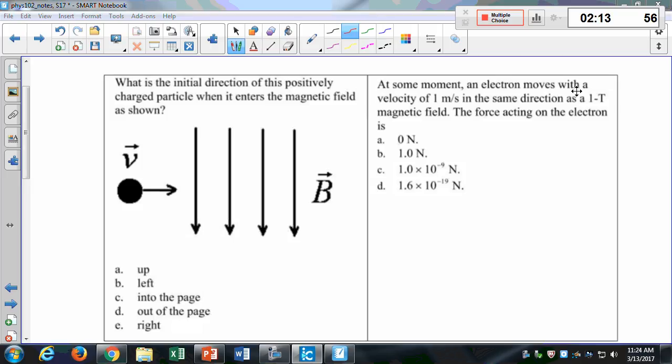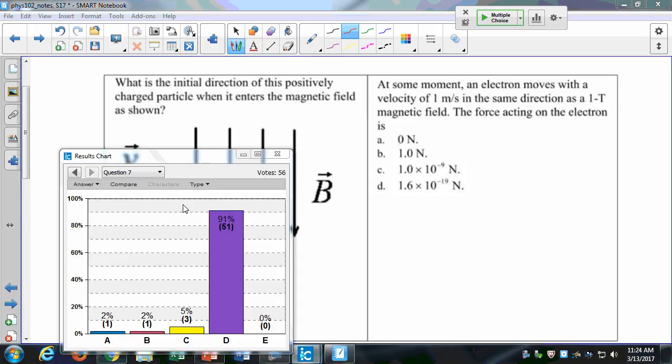Let's see. We'll stop at 218. I don't think you're going to get a joke on this one. Sorry. Oh, no, I guess you do. All right.